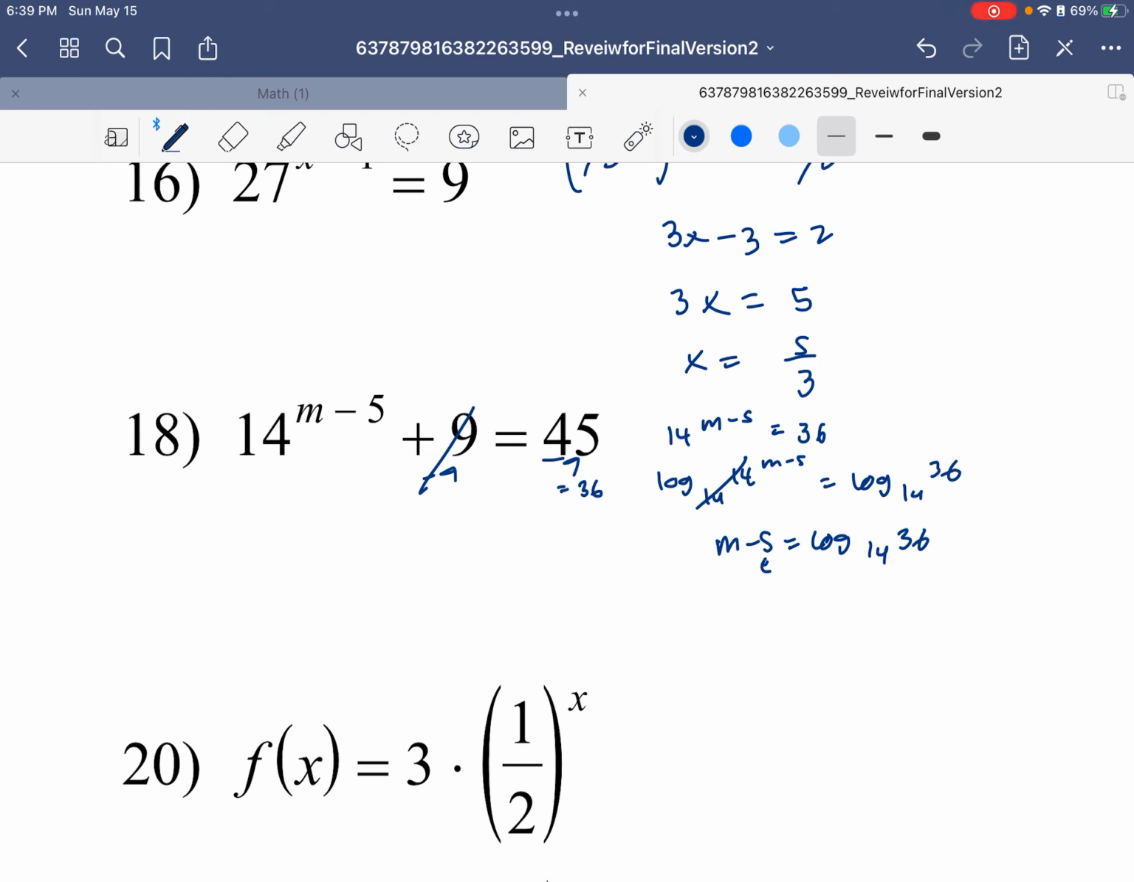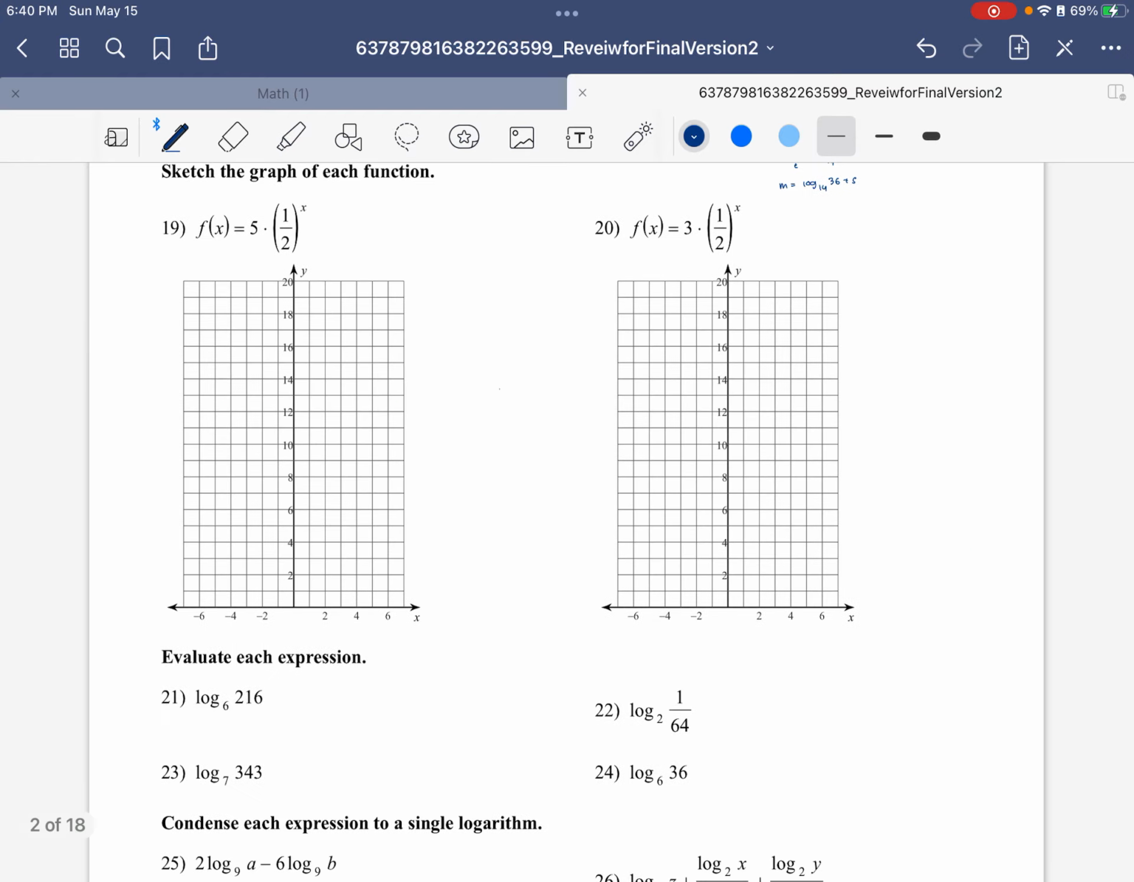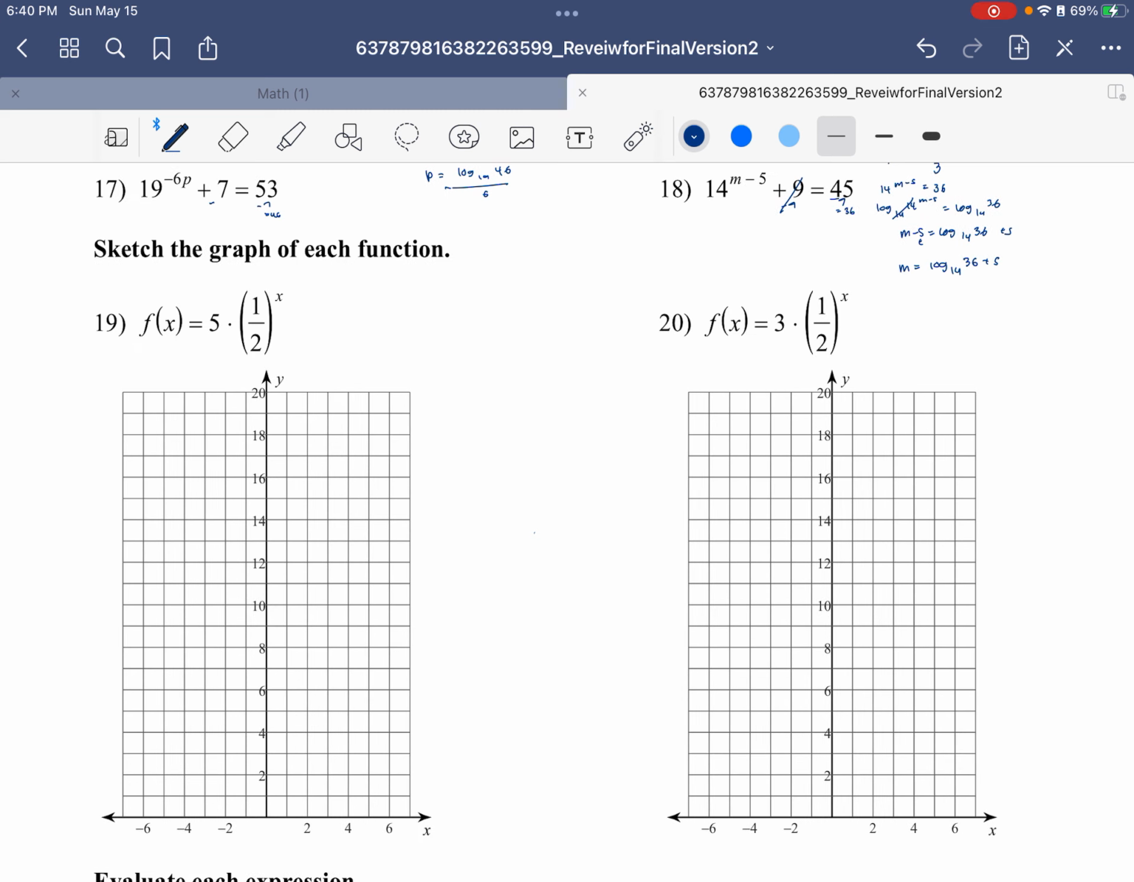You're going to want to add 5 on both sides, and you get m equals log base 14 of 36 plus 5. So that's how you do that. Next, we have graphing exponential functions.